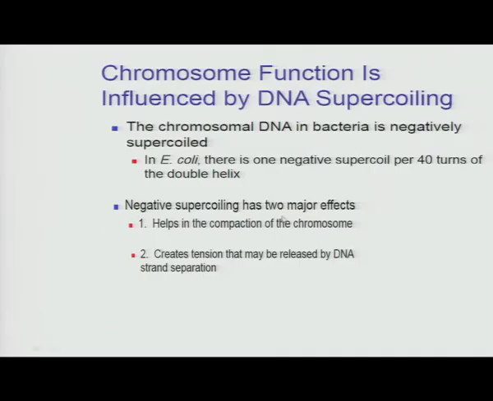Negative supercoiling has two major effects. One, it helps in the compaction of the chromosome. Because of the supercoiling, the bacterial DNA reduces its size to get incorporated into the bacterial cell. And secondly, it creates tension that may be released by DNA strand separation. During DNA replication, both the strands are separated because of the tension created by negative supercoiling.